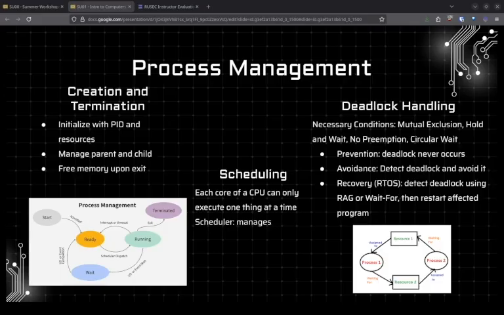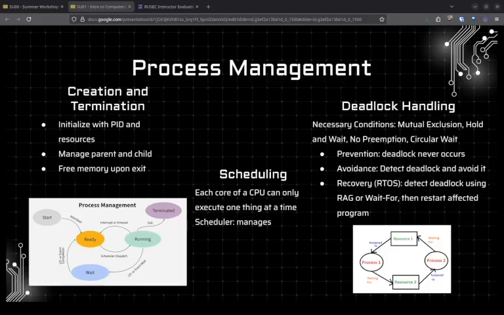Well, there are 3 main ways of handling deadlocks. The first one is prevention. Basically making sure that there's no possible situation where a deadlock can occur. To do this, we could just make sure the 4 conditions don't happen. So we could have at most 3 out of 4 deadlock conditions satisfied, but not the 4th one.